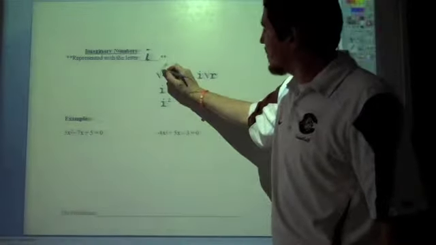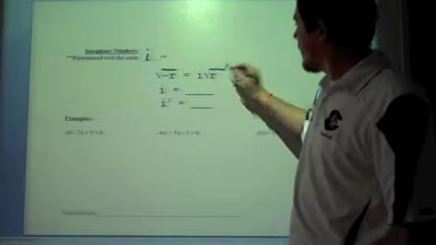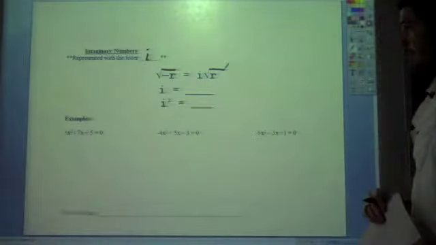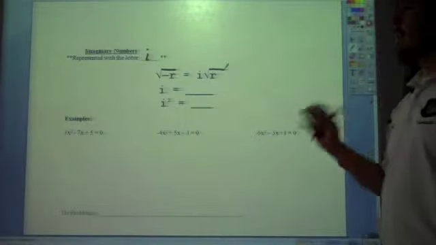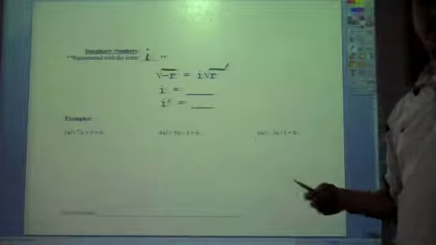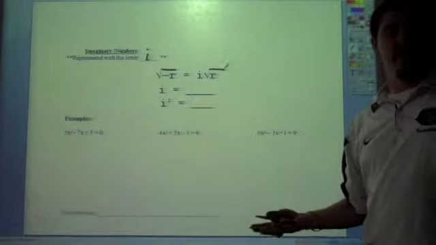Okay, and this is supposed to be a square root right here, but the computer didn't draw it, so go ahead and extend your square root there. So, what the letter i represents is an imaginary number. An imaginary number is a number that doesn't exist. Obviously, that's why it's called imaginary.